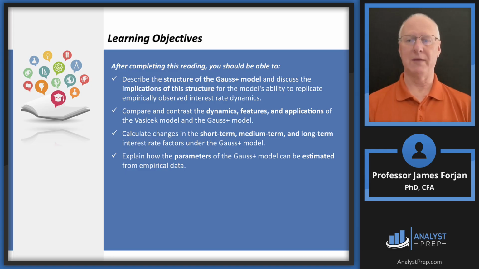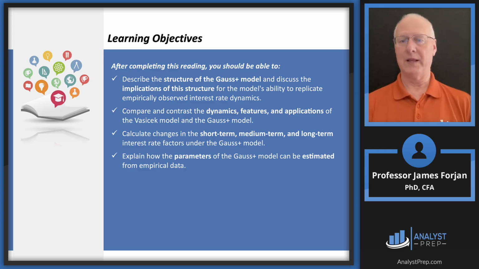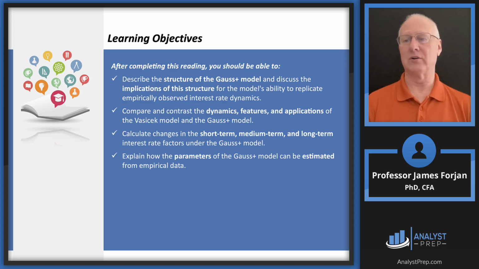And what we'll see is that, look at that third learning objective, where we're going to have to calculate. What the Gauss plus model simply does is it takes the Vasicek model and adds a medium and a long-term factor to maybe offer a more complex and more complete and yet more accurate description of an estimation of what those future rates might be.